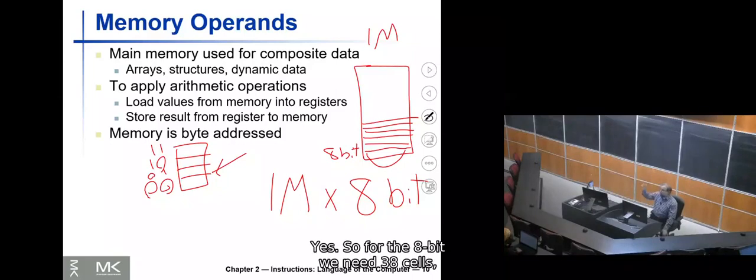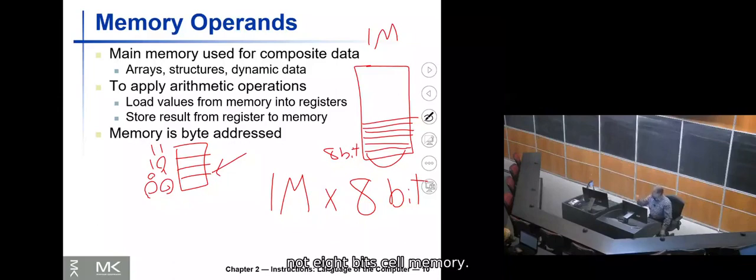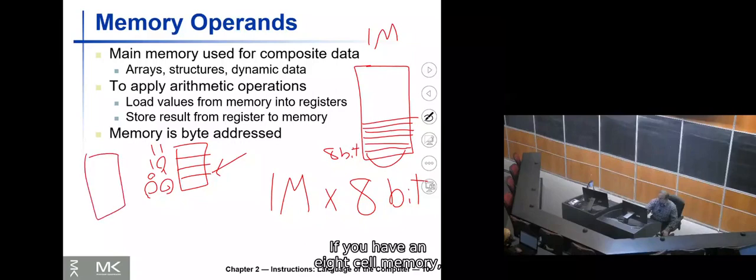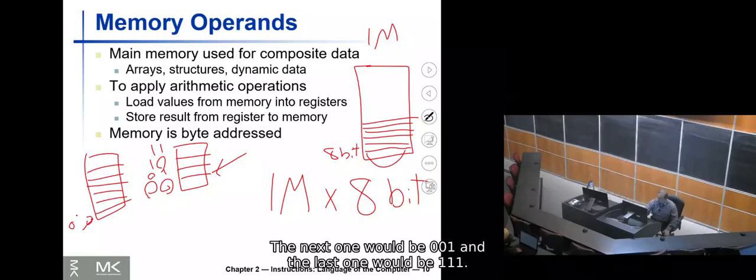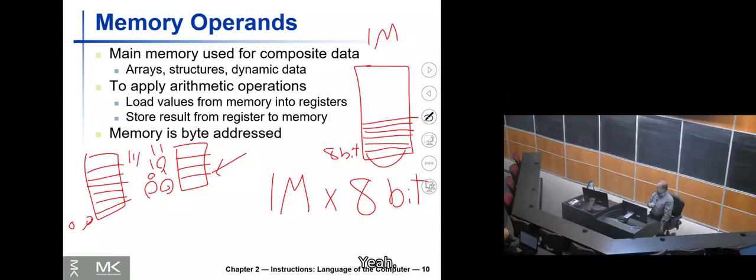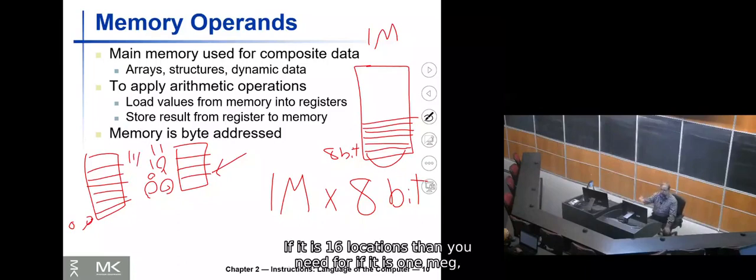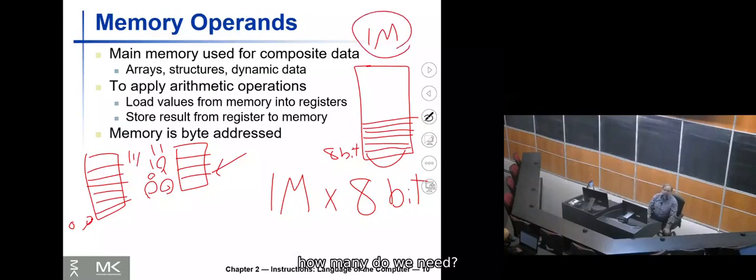So you need 2 bits to address the memory locations for a 4-cell memory. Yes? So for the 8-bit, we need 3? 8 cells, not 8 bits. If you have an 8-cell memory, you need 3 bits. This cell would be 0, 0, 0. The next one would be 0, 0, 1. And the last one would be 1, 1, 1. Okay? If it is 16 locations, then you need 4. If it is 1 meg, how many do you need?